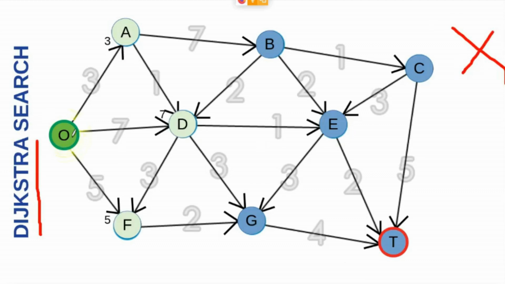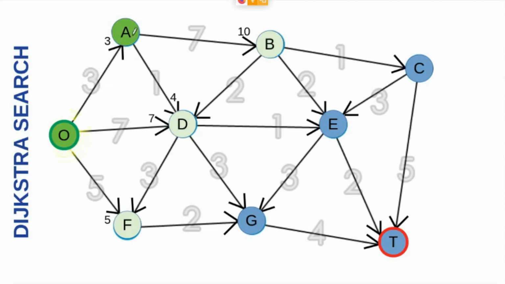So, well, the real cost when going from O to A is 3. From O to D, 7. And here we have a 5. What's the minimum value? 3. So we decide about A.